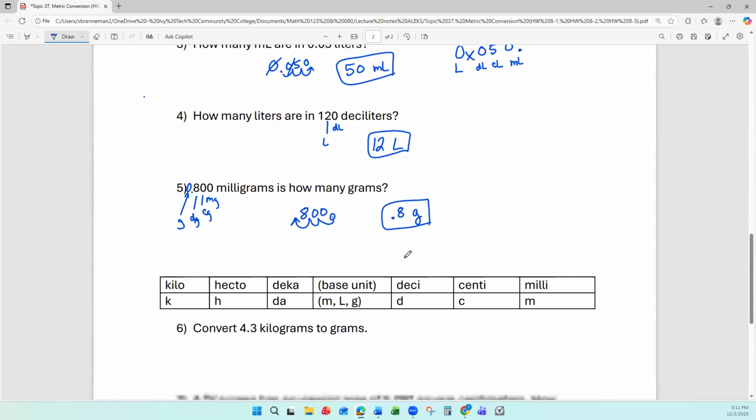And then number 6, 4.3 kilograms to grams. If this is kilo, 1, 2, 3 to the right. 4.3, moving that decimal point 1, 2, 3 to the right, filling in with zeros. It's going to be 4,300 grams. If we write the 4 as the kilo, then 3, then I need a 0 and a 0 to get to the base unit.